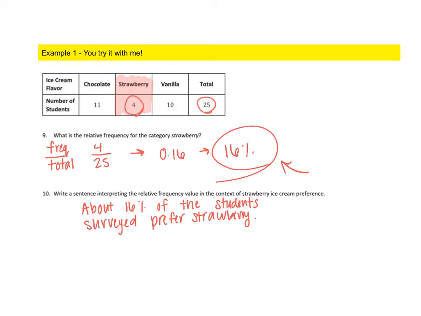Sometimes it's hard to interpret things, but these are pretty simple because literally we just look at that and we think, oh, what are we looking at? Strawberry? Oh, what does that mean? 16% like strawberry. Okay? Very simple little answer we write here. Go ahead and make sure you have that down, and we're going to move forward and answer a few more questions about this.